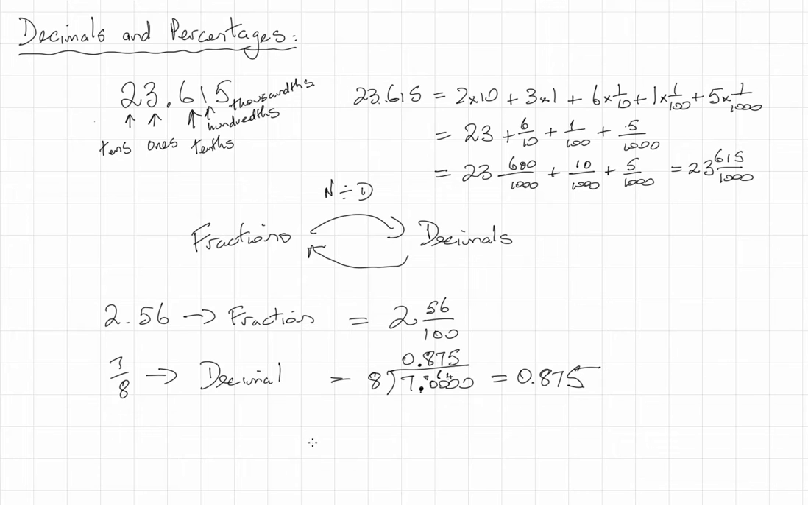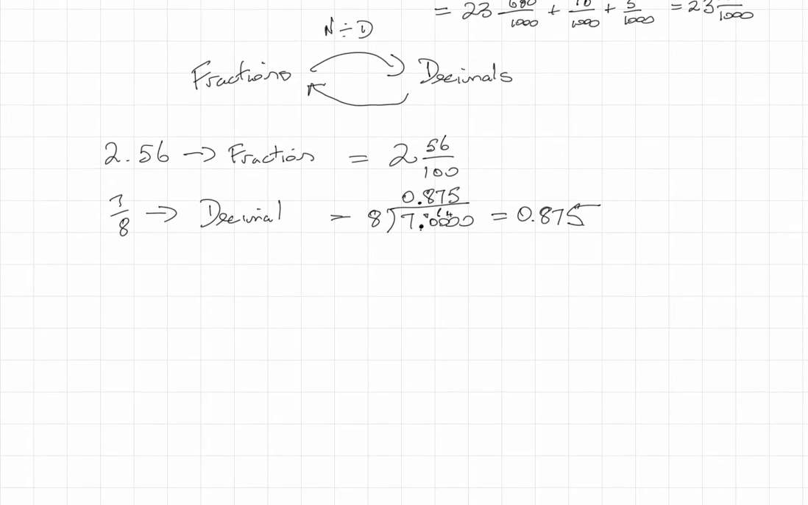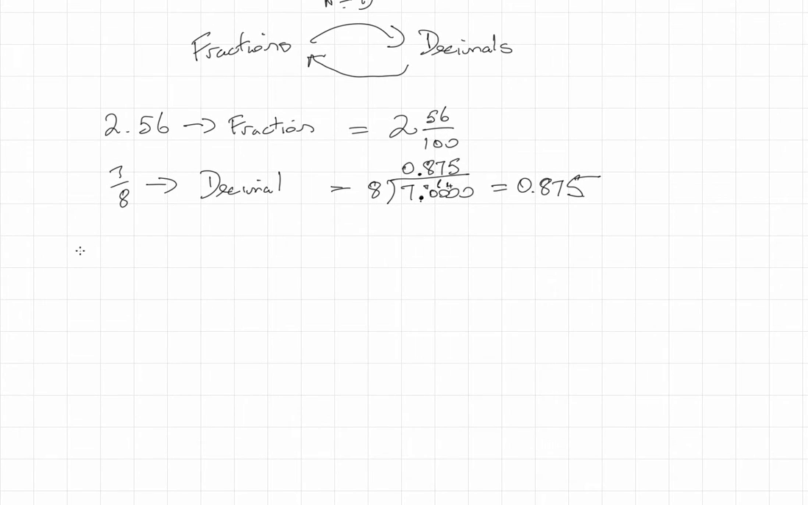So fractions to decimals, and we need to be able to convert decimals back to fractions. Percentages. Percentages are per 100, so the symbol is that, and that is per 100. So we've got per centum. Centum means 100, per 100. So the number 1 is equal to 100%.